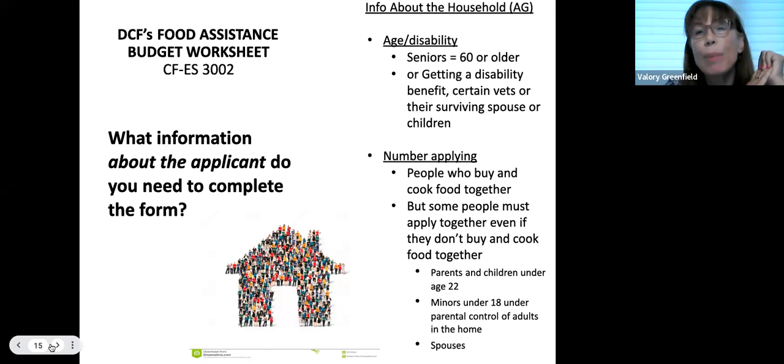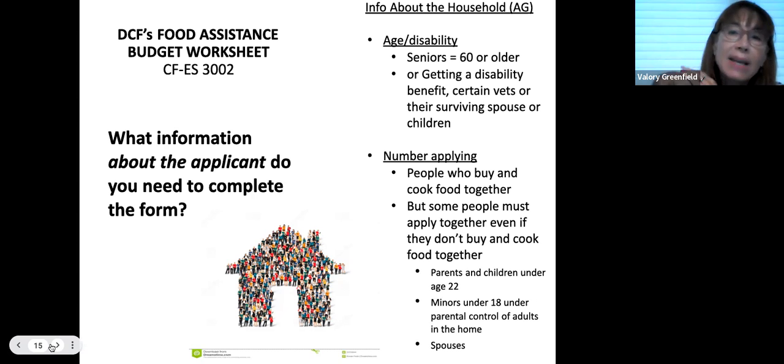First pieces of information you're going to need to know about your household that you are assisting is whether anybody in the house is age 60 or older or is getting a disability benefit. And that's because there are special rules for people in those categories. We've talked about some of those special rules in prior trainings, and so I refer you to some of those trainings, the first one we did and the last one we did last month.